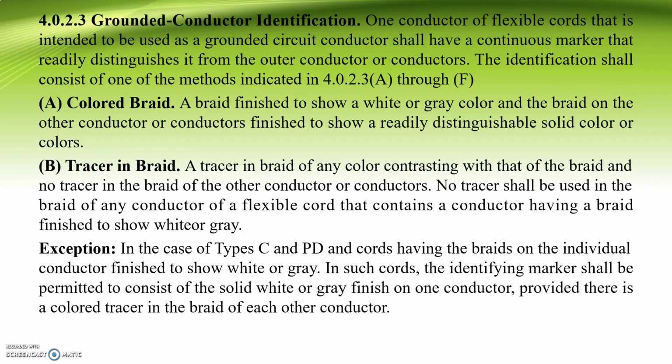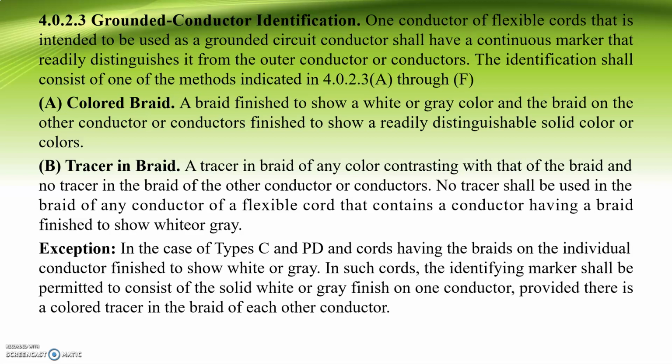Chapter 4.0.2.3, grounded conductor identification. One conductor of flexible cords that is intended to be used as a grounded circuit conductor shall have a continuous marker that readily distinguishes it from the other conductor or conductors. The identification shall consist of one of the methods indicated in Chapter 4.0.2.3 A through F. A is a colored braid. A colored braid finished to show white or gray color, with the braid on the other conductor or conductors finished to show a readily distinguishable solid color or colors.